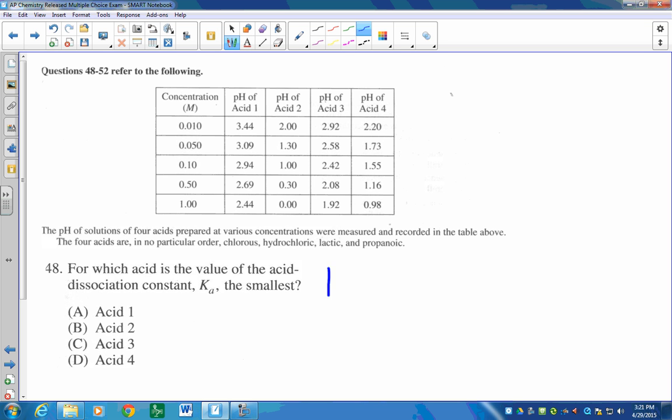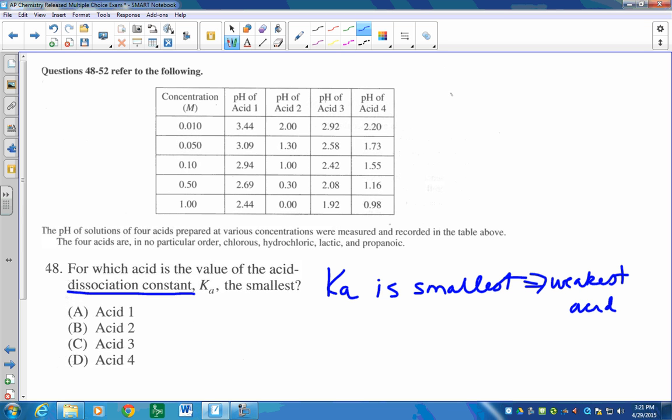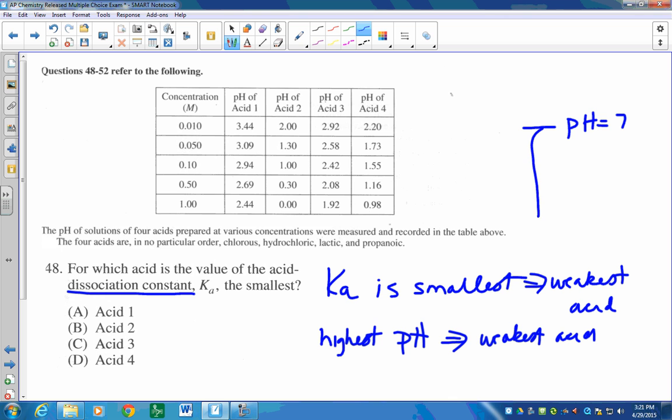So what you need to understand to do this problem is when Ka is the smallest, that means it's the weakest acid. Remember, weak acids don't dissociate very much, so if it has a small dissociation constant, it's not dissociating. Now, the other thing you've got to keep in mind is that for acids, the highest pH is the weakest acid, because the way we define pH in chemistry is pH of 7 is water, and it's the distance from 7. So acids have low pHs.